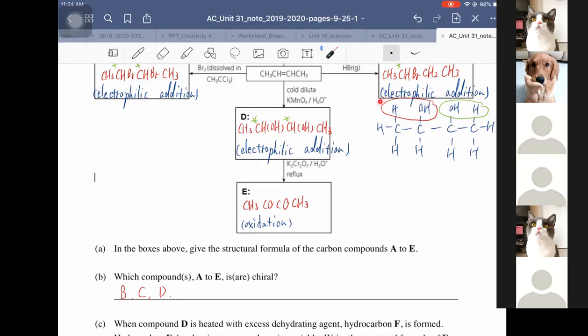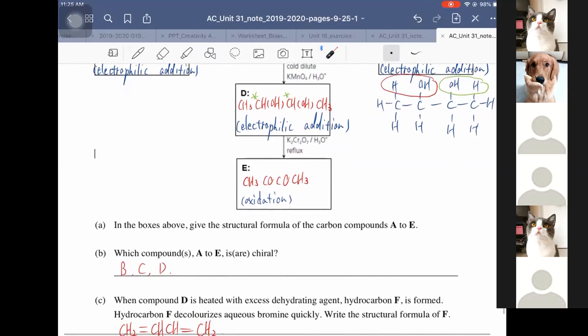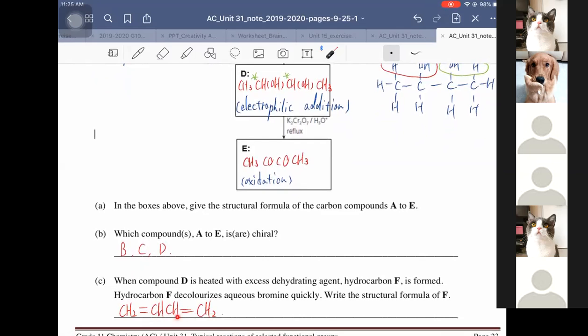The first one would be this part on the left hand side. We remove the hydroxyl group together with this hydrogen, and then we form a double bond between these two carbons. On the right hand side, we do the same. We remove the hydroxyl group together with the hydrogen next to it, forming another double bond between these two carbons. So that's the final product we have here, the diene, and we can check that because of the double bonds, it will decolorize aqueous bromine quickly. So that's the final product.